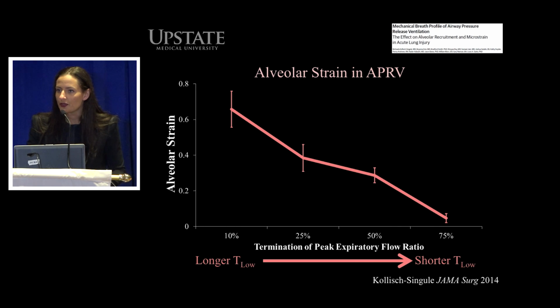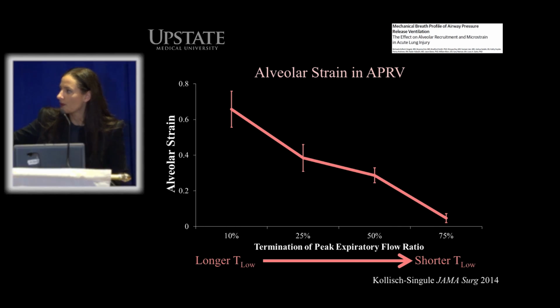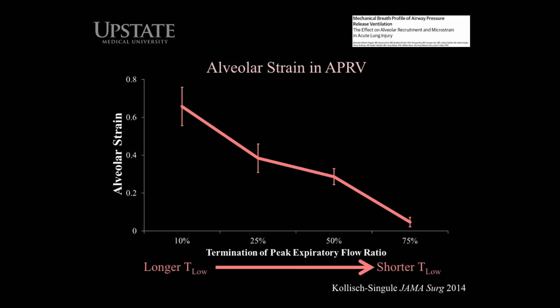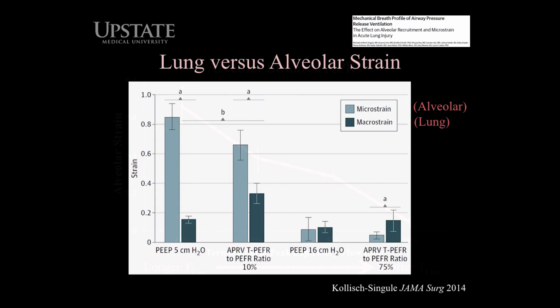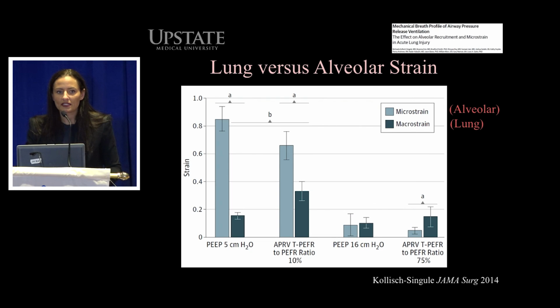By comparison, the alveolar strain in APRV, again, we see a similar type of curve as we move down, as we shorten up our T low and move to a termination of the peak expiratory flow rate more similar to 75%, we reduce our alveolar microstrain. And so the next question is, how does lung strain actually correlate with this alveolar microstrain?